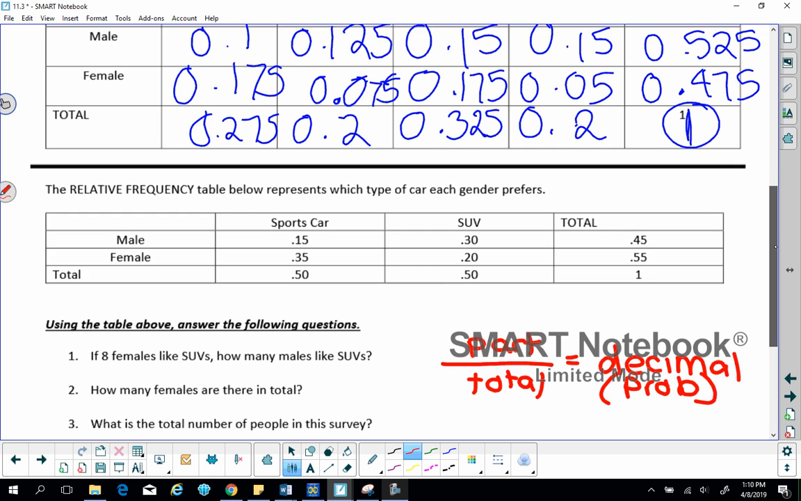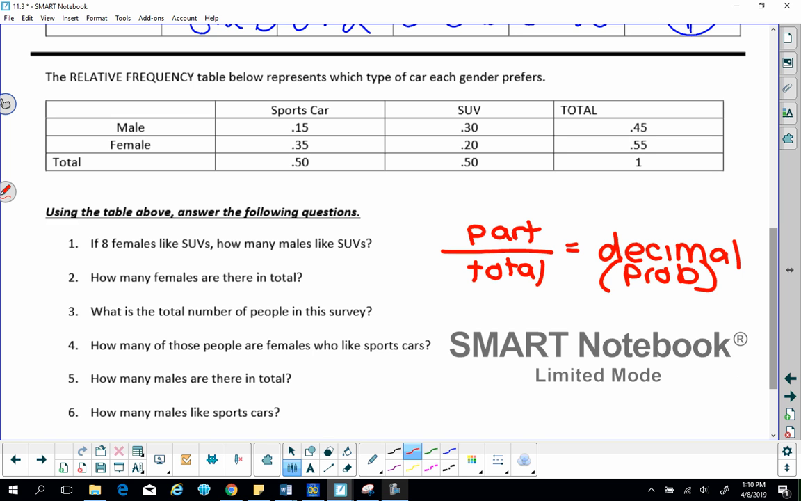All right, so to get what we just did, we took the part, right, Deborah? We took the part divided by the total to get the decimal. That's what you guys just did 100 times. Now they're giving us different parts of it. These are the decimals. They already found the decimals for us. We don't know what the numbers are.